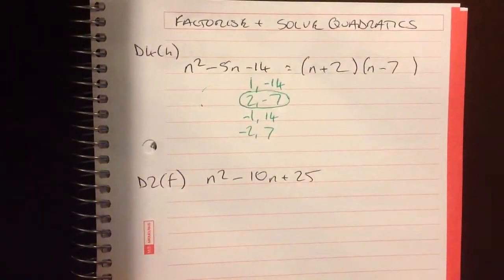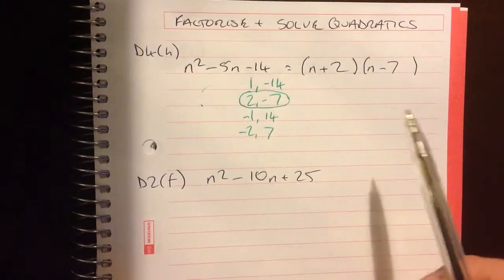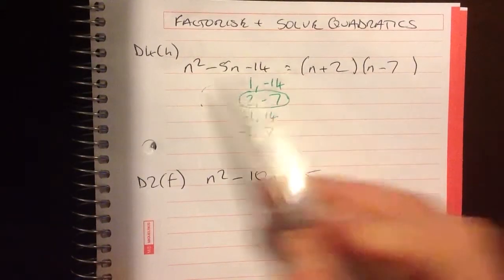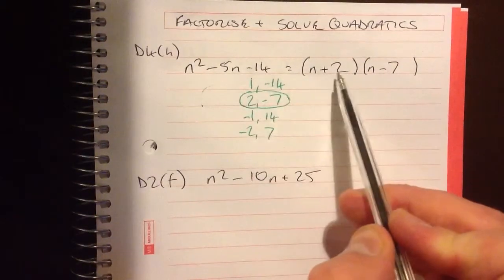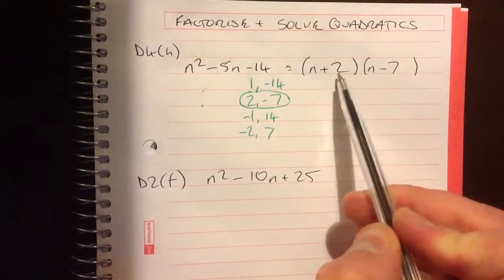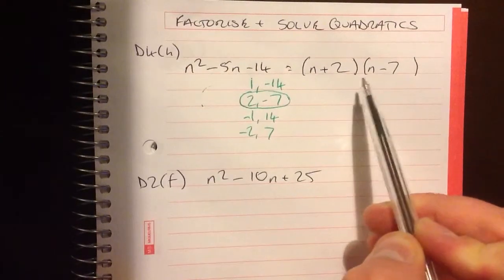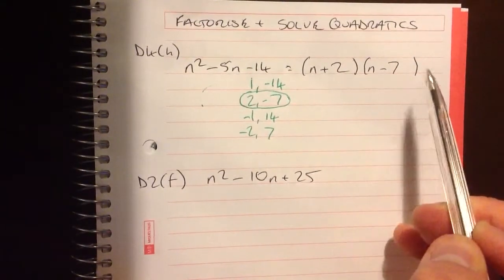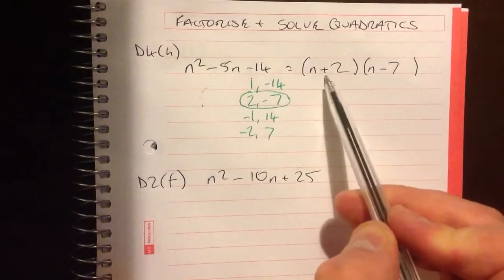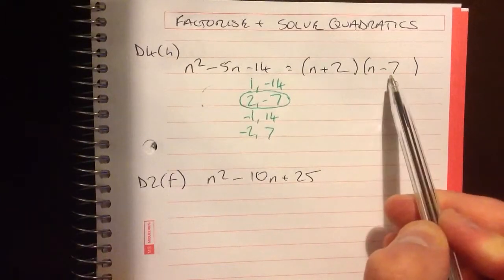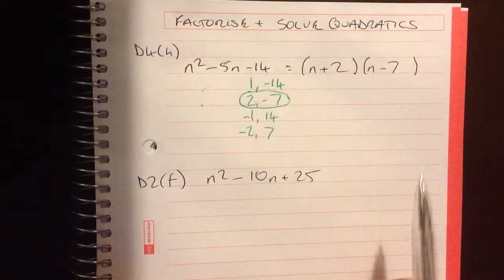Okay. Just to check that's correct, we can expand those again. So n times n gives us n squared, 2 times n gives us 2n, n times minus 7 gives us minus 7n, 2n take away 7n is our minus 5n, and 2 times negative 7 gives us negative 14, so we know that's correct.